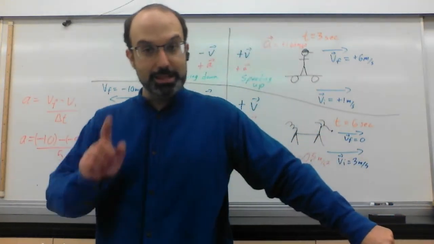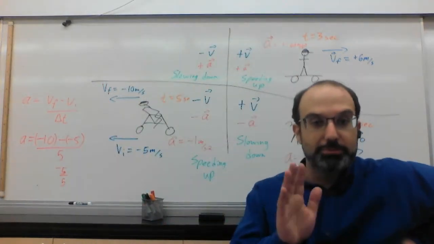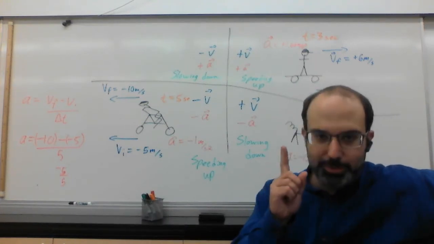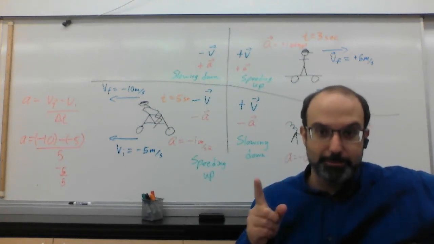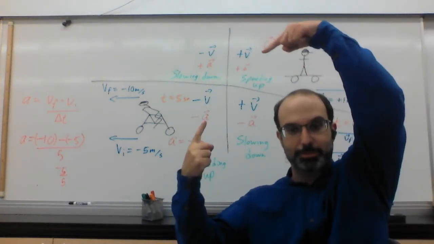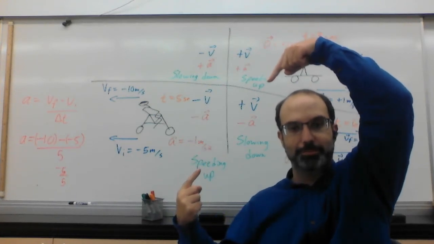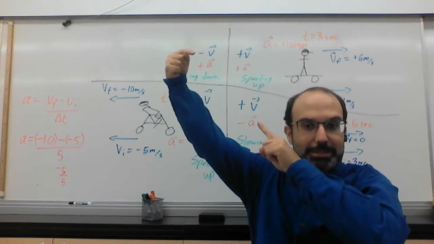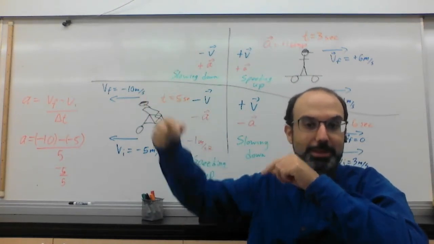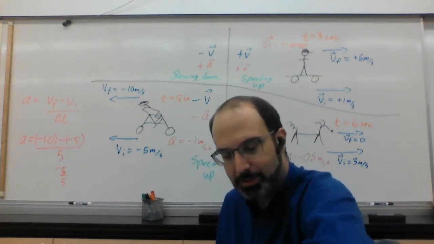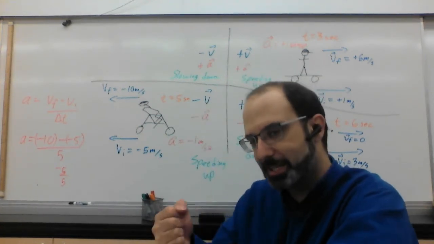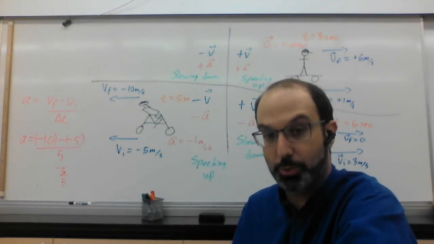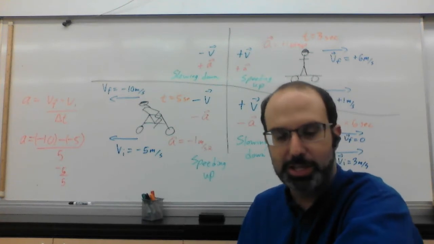But we see in this situation that we have a pattern we can follow, and that pattern is key. If the signs are the same, these two, then you speed up. If the signs are opposites, these two, then you slow down. That's the key. If the acceleration is fighting the velocity, then it will slow the object down. If the acceleration is working with the velocity, it will speed the object up.